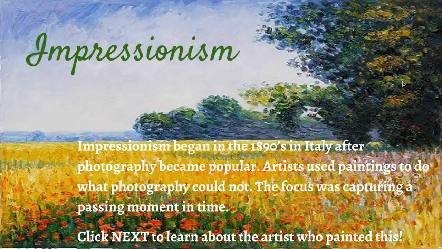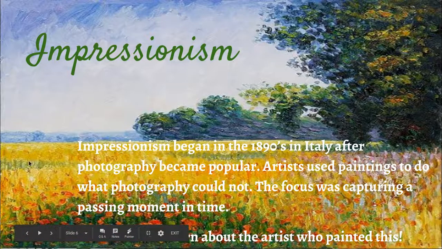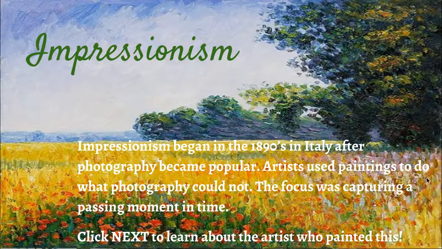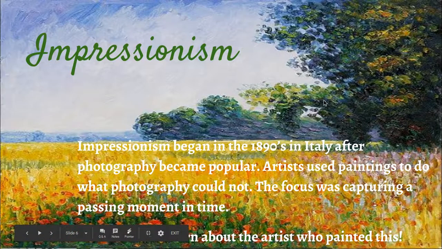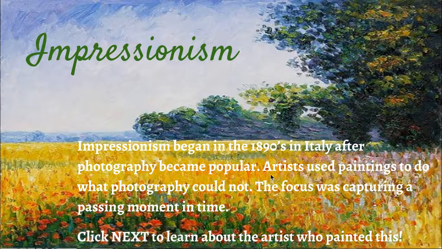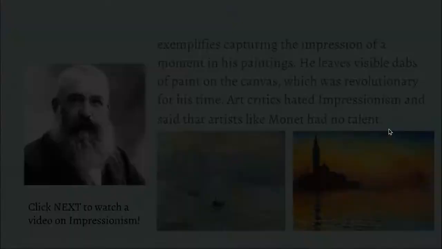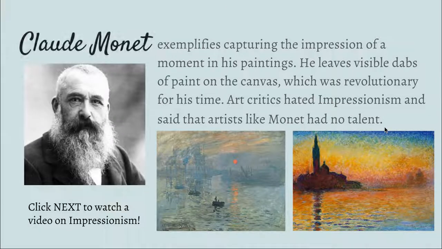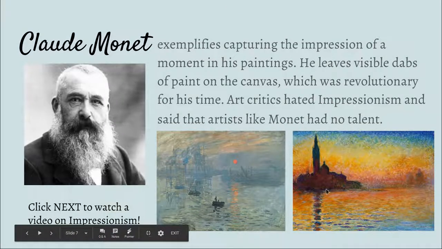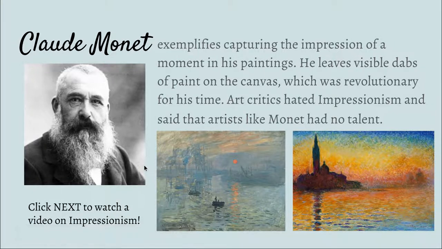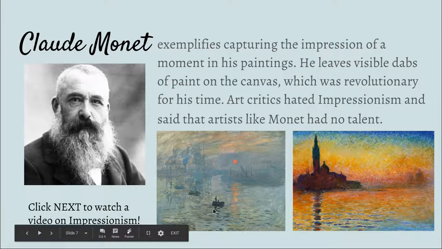And that's because they were all about just these moments in time and focusing on the painting rather than a photograph. So Claude Monet painted a lot of these landscapes, and these two landscapes down here look totally different than the Renaissance one that we just looked at. So this is all about that passing moment in time. I mean, it looks like this is just a wave on the water.